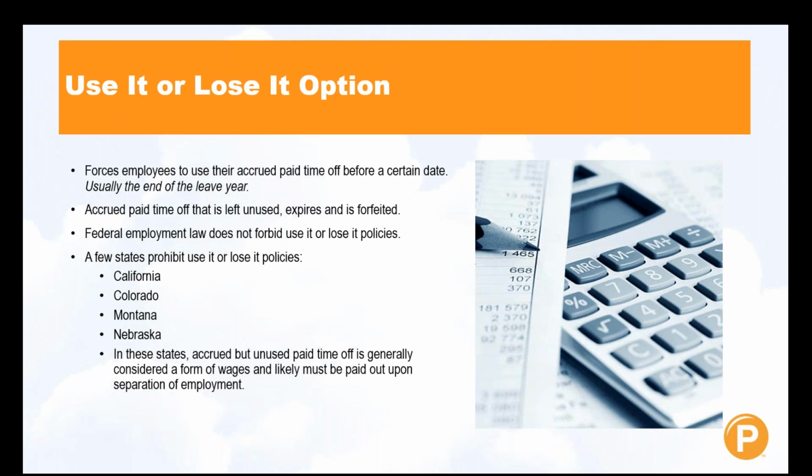Federal employment law does not forbid this, but a few states prohibit this, including California, Colorado, Montana, Nebraska. In these states, accrued but unused PTO is generally considered a form of wages and likely must be paid out upon separation of employment. Now I'm going to pause for one moment.